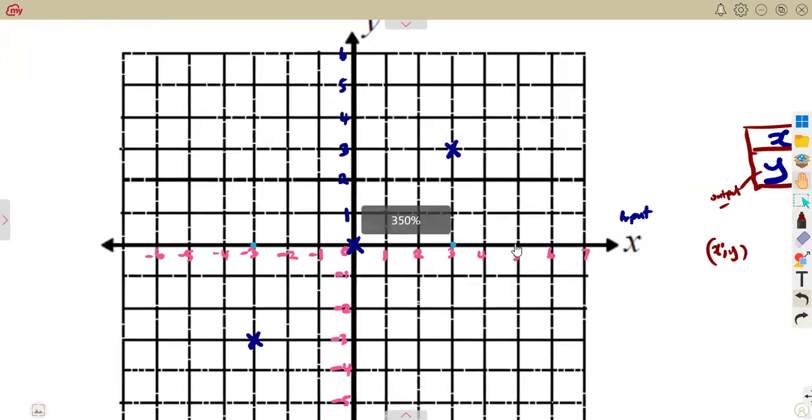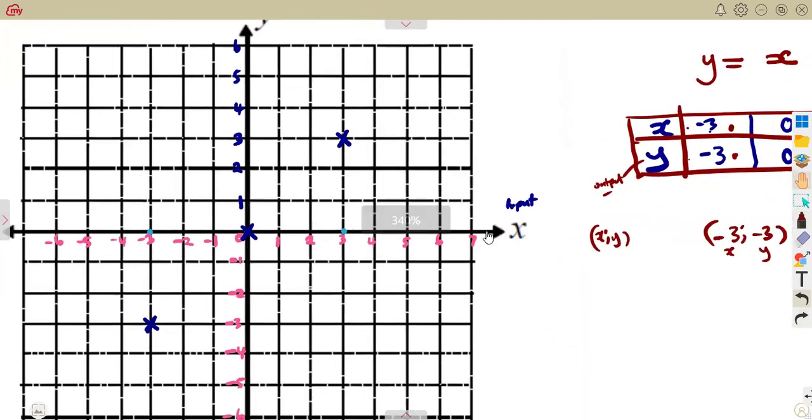All right. So joining these points, as you are joining them, you will be using your ruler. You place your ruler along these 3 points. Do not just join from this point up to this point.